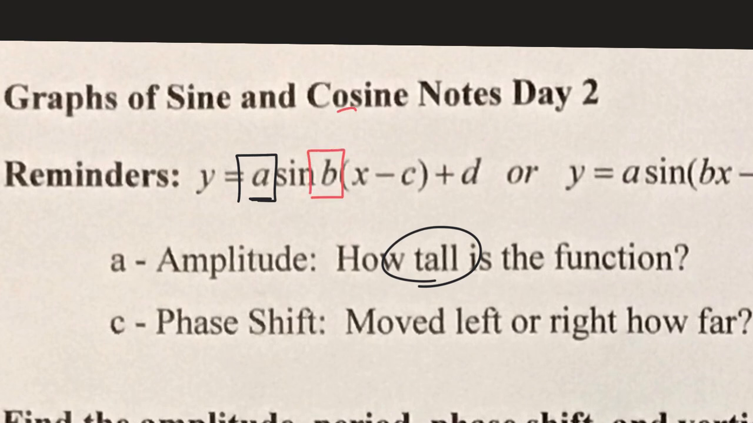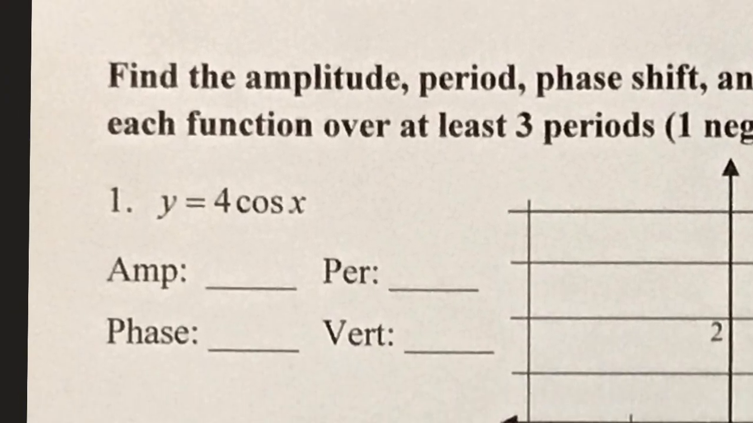Okay, period is always 2 pi over b. How long does it take for this graph to complete one cycle? C is your phase shift. This is what moves our graph to the left or to the right. And D is your vertical shift. It's what moves your graph points up or down. Okay, so we're going to identify these things first from our equation, and then we're going to do a sketch.